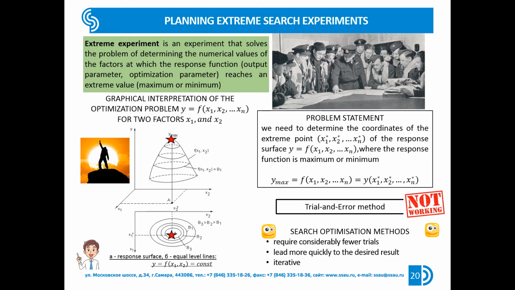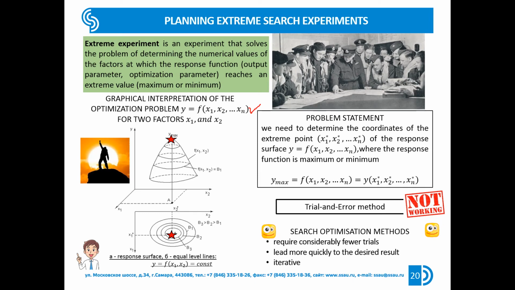The goal is to determine the coordinates of the extreme point of the response surface at which the response function is maximal or minimal. A graphical interpretation of the optimization problem for two factors x1 and x2 is shown in the figure. Point A corresponds to the optimum values of the factors x1* and x2*, providing a maximum of the response function ymax. The closed lines in the figure characterize the constant level lines and are described by the line equation.